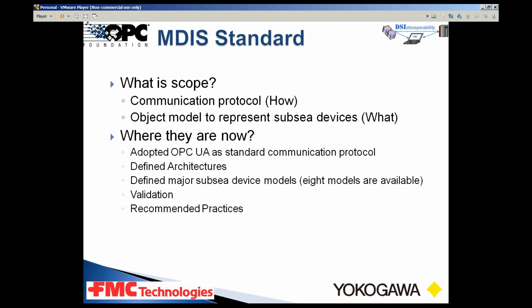So what's the scope of MDIS? They've decided on a communications protocol. They want to set up an object model for what's being exchanged. So where are we? They've chosen OPC UA as the communications protocol. It's the way that the subsea system and the gateways and the MCS or the DCS systems are all supposed to communicate. They've defined architectures for the systems. They want to have models for the major devices, and those are available.